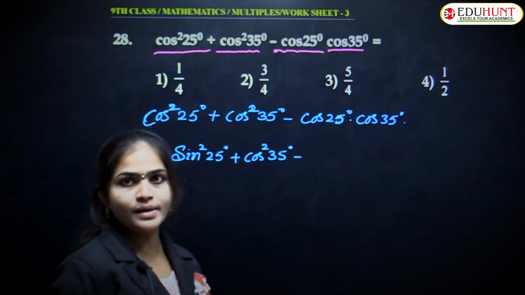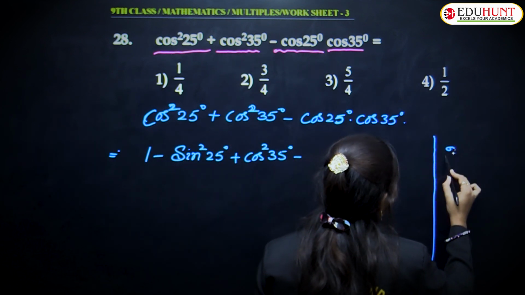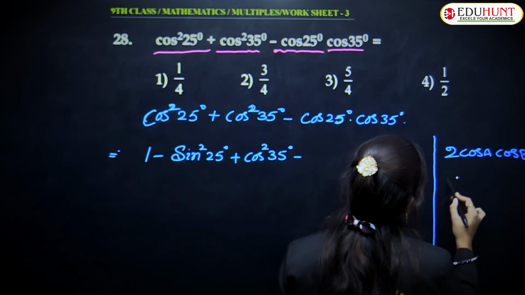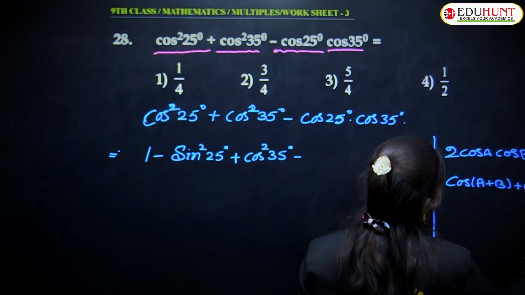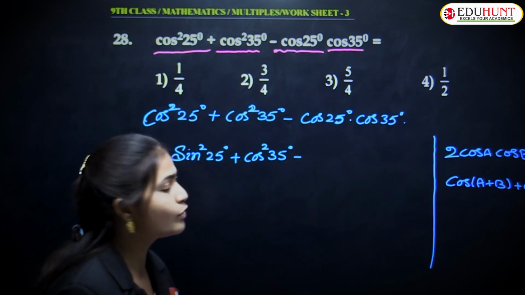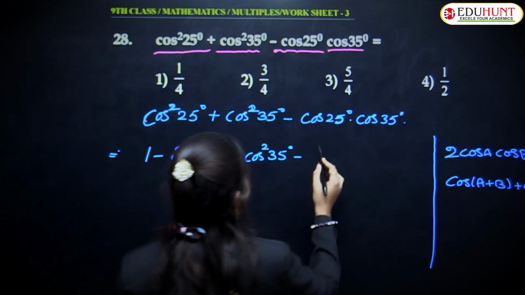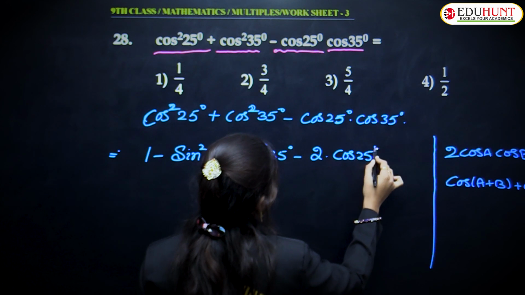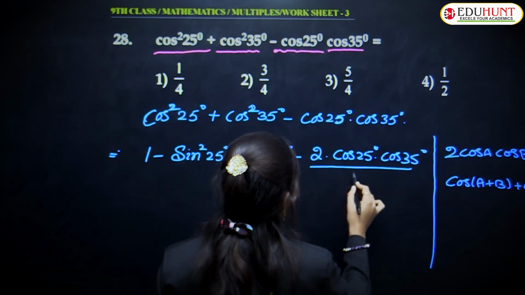this one, which is in the form of cos A cos B, but we have the formula for 2 cos A cos B. So what is the 2 cos A cos B formula? 2 cos A cos B is equal to cos of A plus B plus cos of A minus B. So I want to multiply and divide by 2: 2 cos 25 degrees into cos 35 degrees, whole by 2.